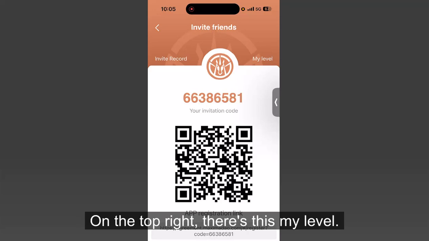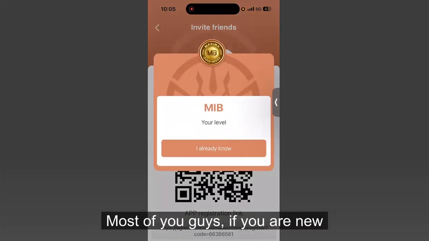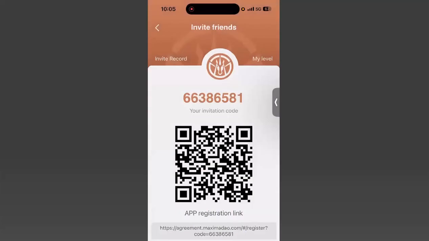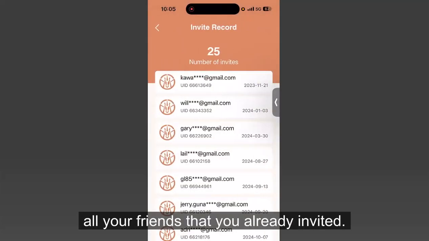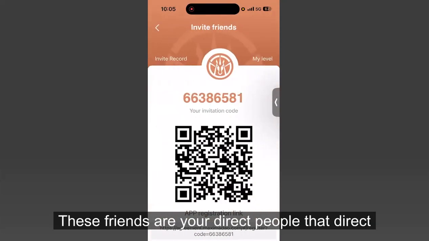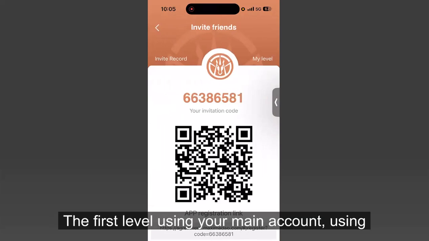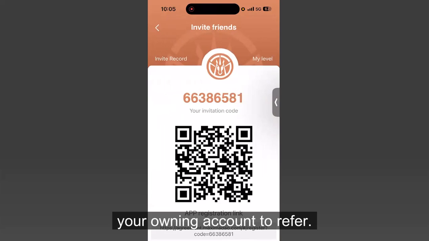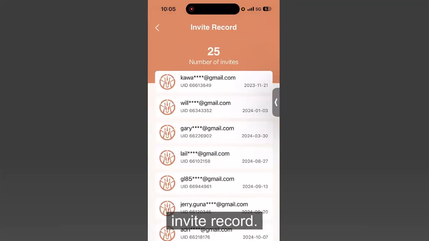On the top right, there's this My Level. Under My Level, it tells you what level you are. Most of you, if you are new today, must be a client or a customer. I already know. So Invite Record is where you can see all the friends that you already invited. These friends are your direct referrals, the first level, using your main account, your only account, to refer. These are the people under you, under Invite Record.